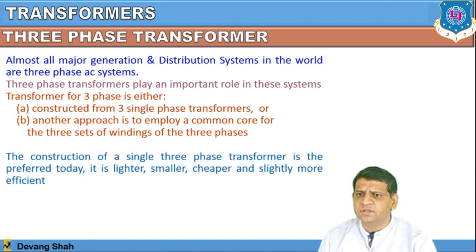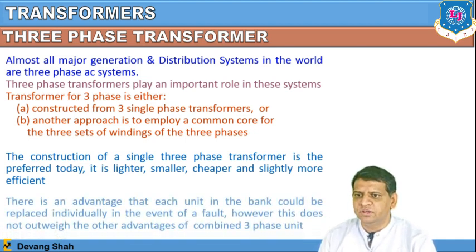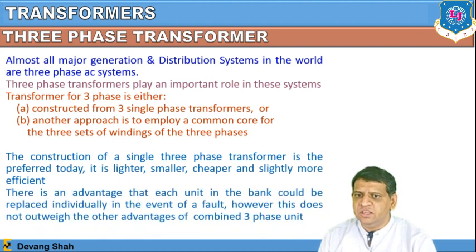So the construction of a single three-phase transformer is preferred today because it is lighter, smaller, cheaper and slightly more efficient. There is an advantage that each unit in the bank could be replaced individually in the event of a fault. However, this does not outweigh the other advantages combined with the three-phase unit.